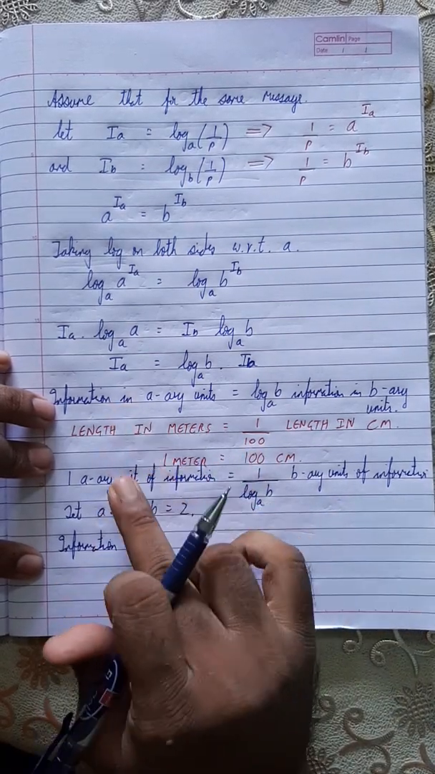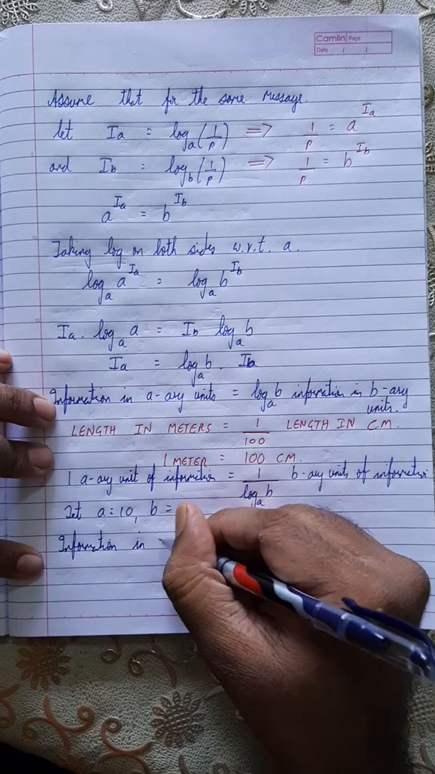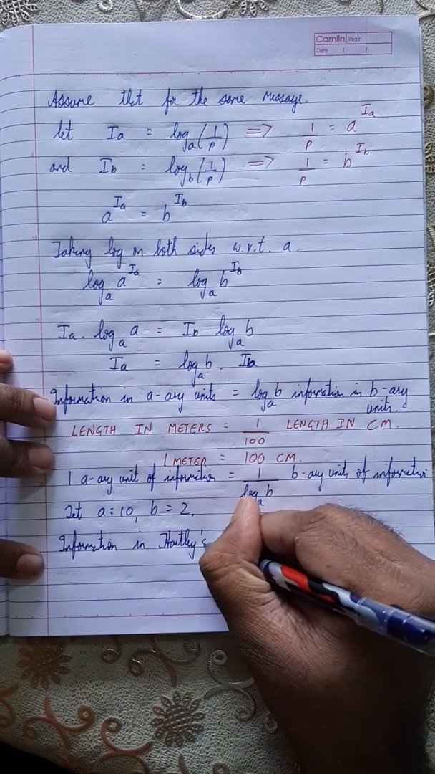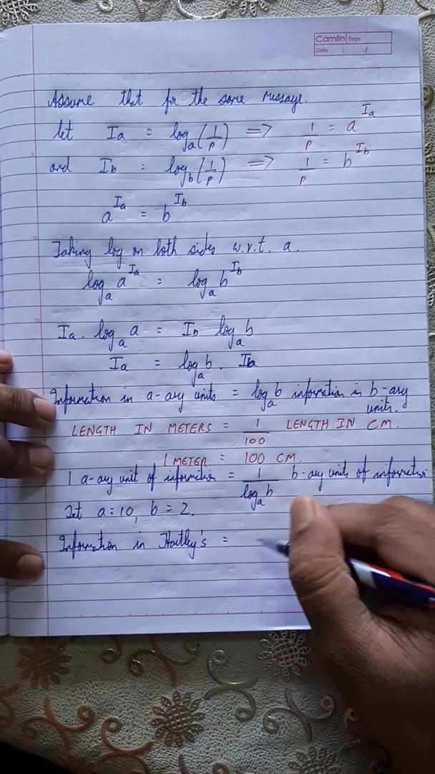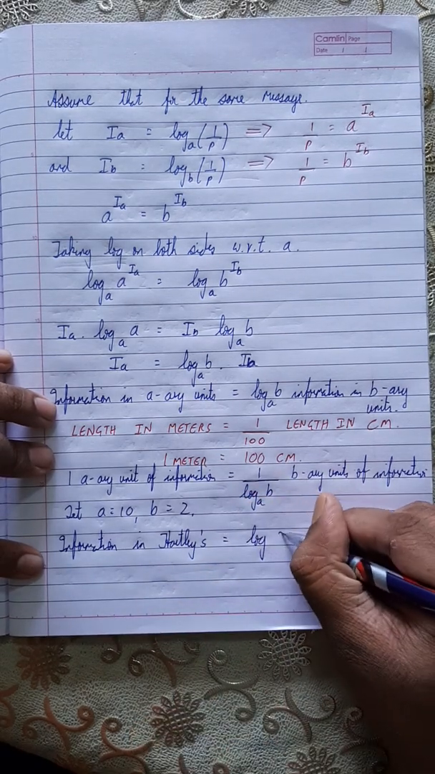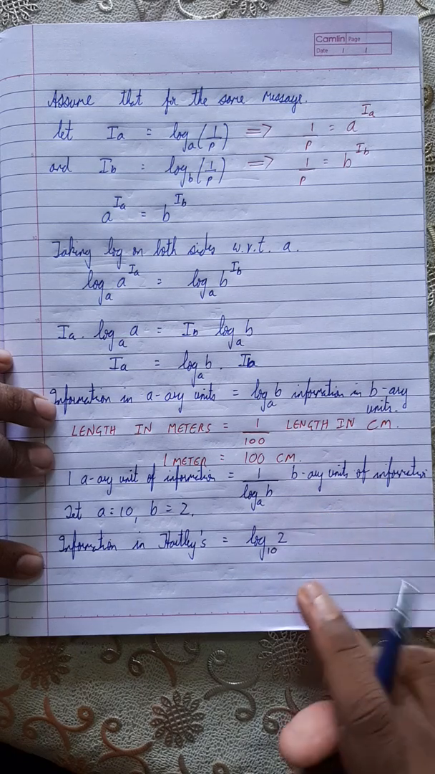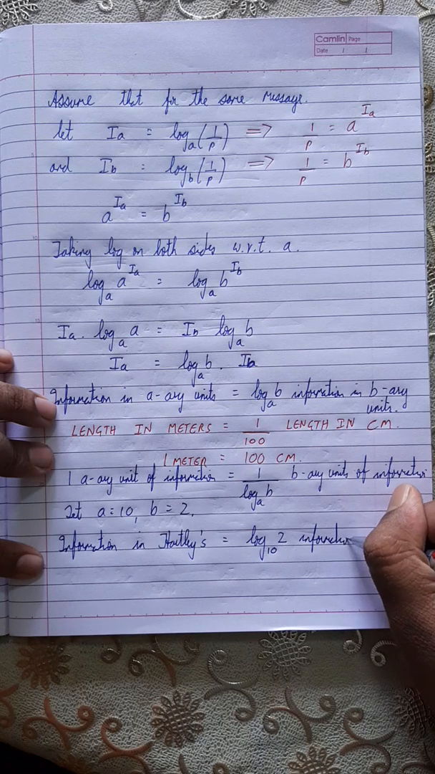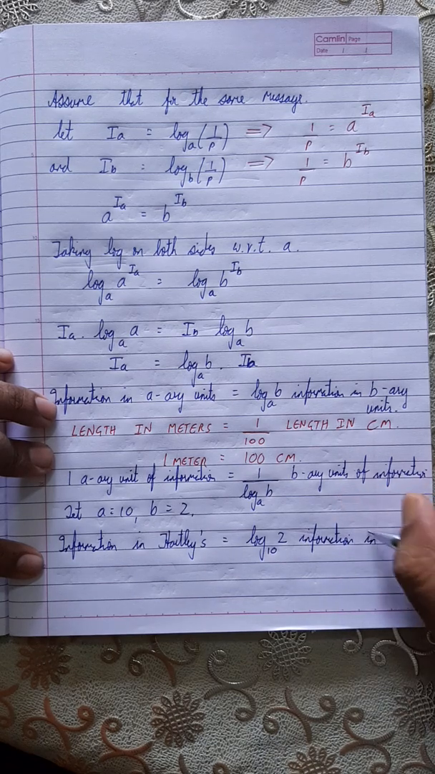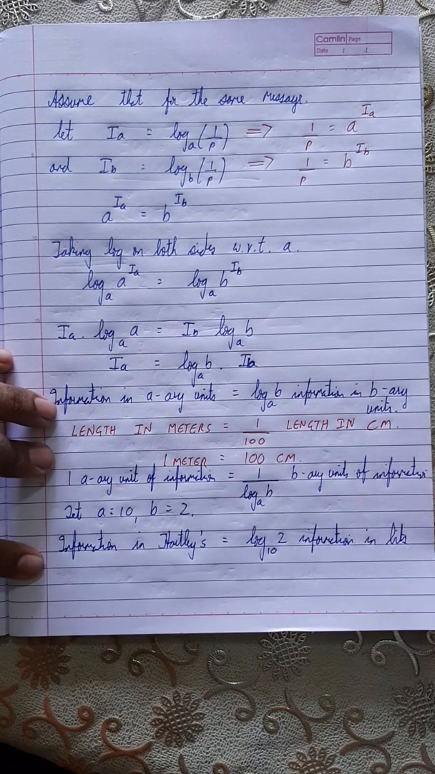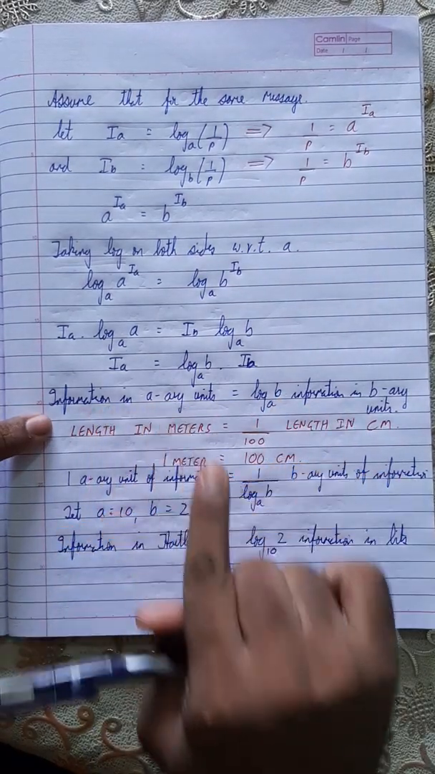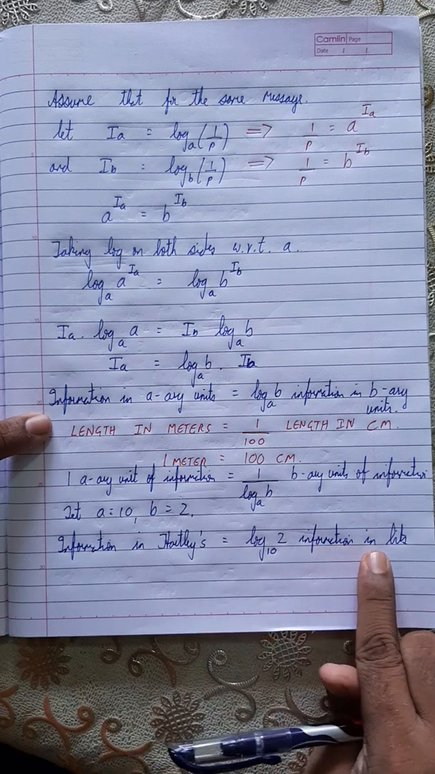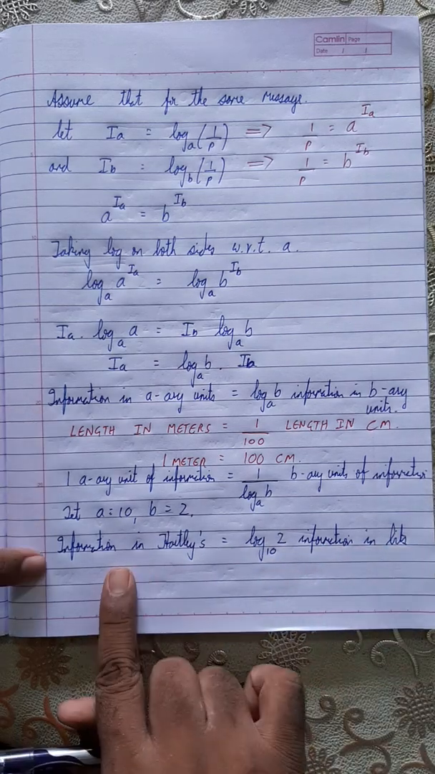A is equal to 10, so the name of that unit is Hartley, right? So information in Hartleys is equal to log 2 to the base 10 times information in bits. That's what information in A-ary units is equal to: log B to the base 10 times information in B-ary units. That's what this means.